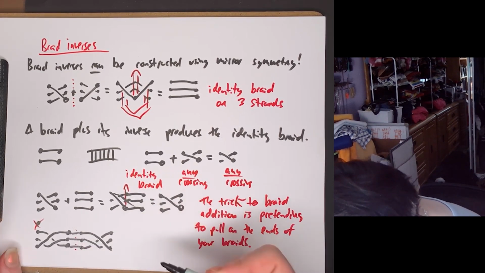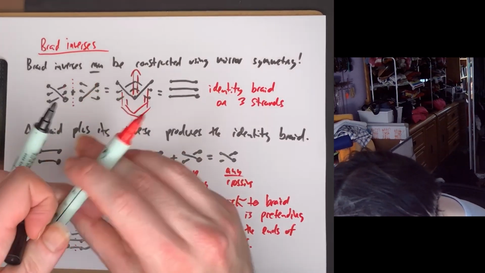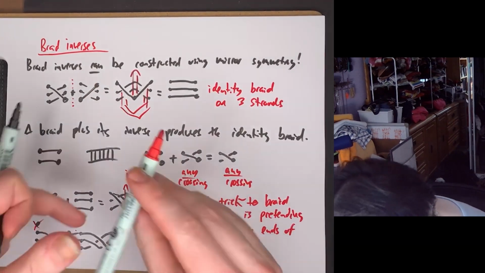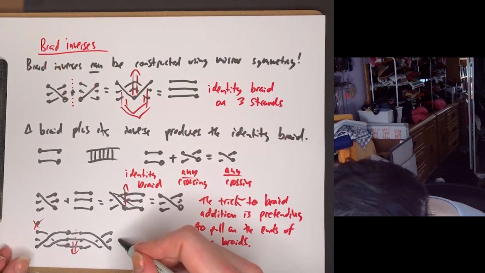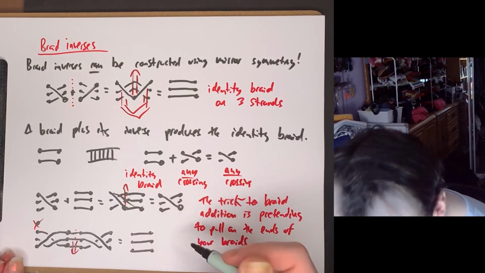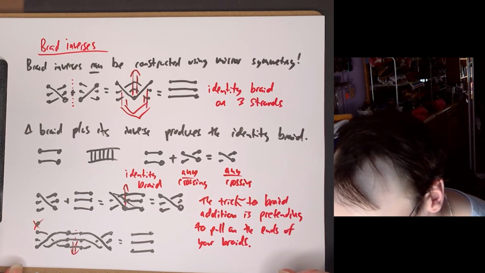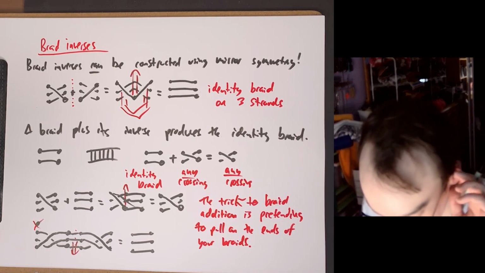Now, if I connect those up, to be honest, that does look to me like we've successfully managed to create the identity braid once again. Take a look at that, double check it, see if your eyes tell you the same sort of information that they're telling me.